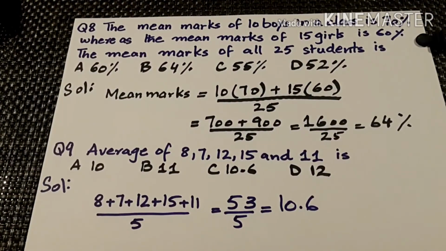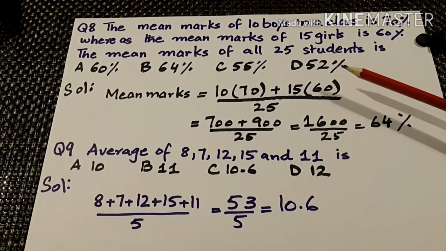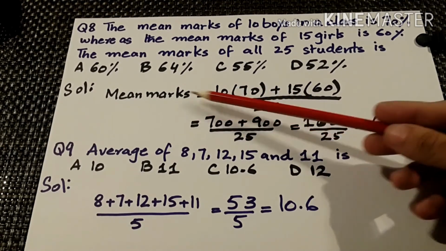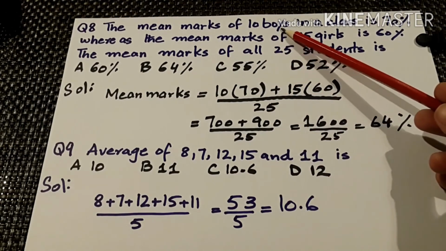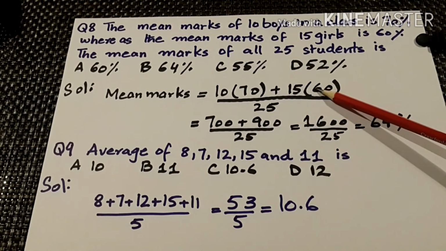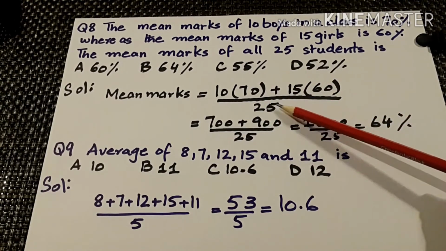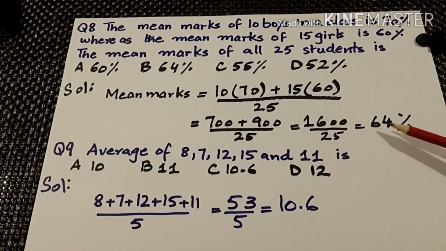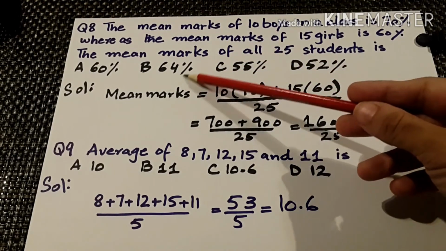Number 8 states the mean marks of 10 boys in a class is 70%, whereas mean marks of 15 girls is 60%. The mean marks of all 25 students is, options are 60%, 64%, 55% or 52%. Now how we will solve it is very simple. Mean marks is equal to 10 multiplied by 70, because 10 boys and 70 is the mean marks, plus 15 multiplied by 60, divided by total number of students, 25. Here we get 700 plus 900 divided by 25. 1600 divided by 25. We get 64%. So option B is the correct answer.